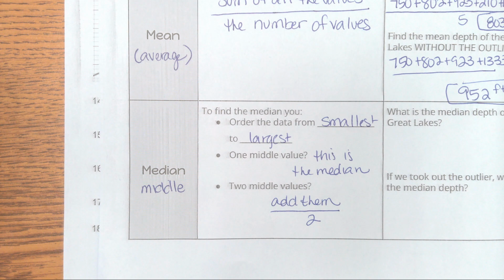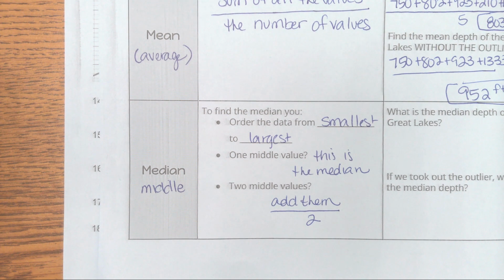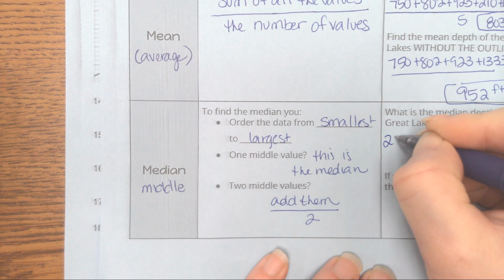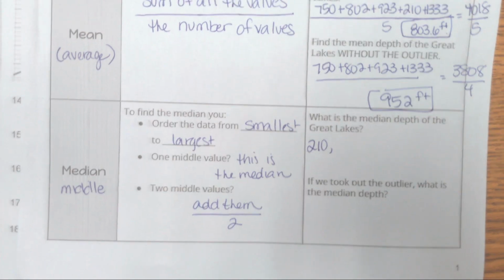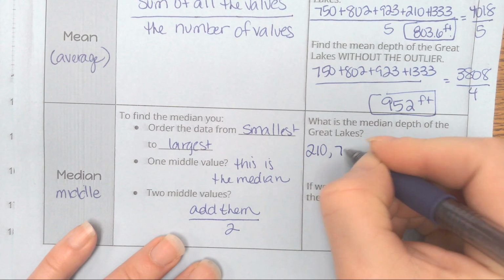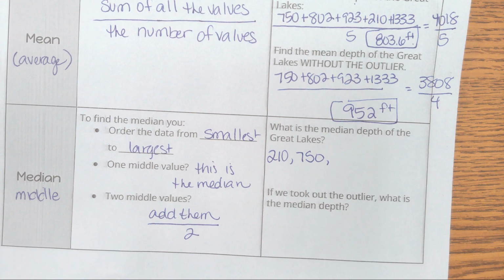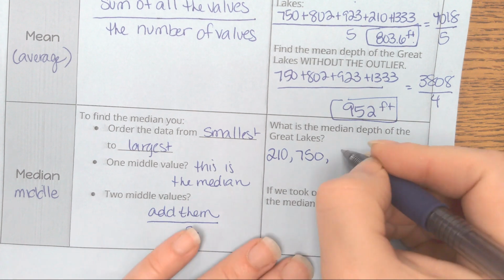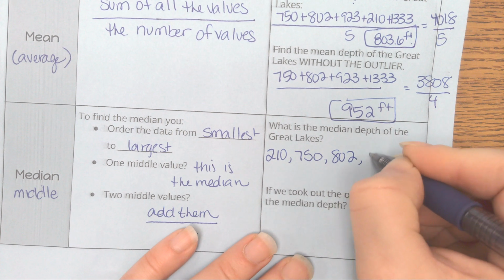Okay, so let's go ahead and do our smallest to largest. What's the smallest depth that you see then? 210. So here's my smallest. I'm putting them in order right now. What's the next one you see on the list? 750. 802. 923.